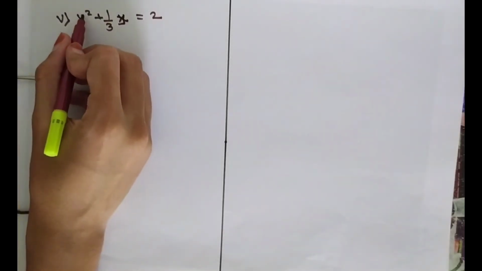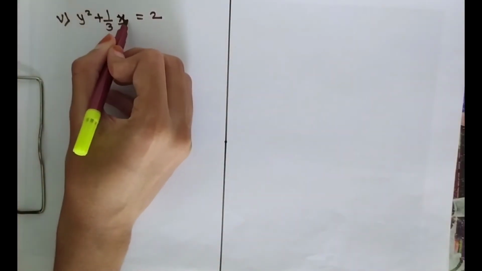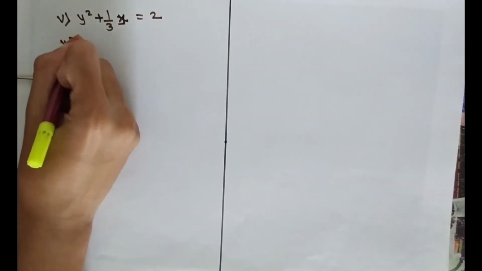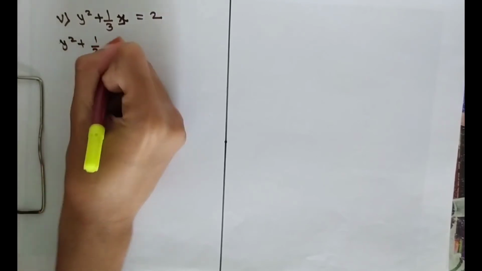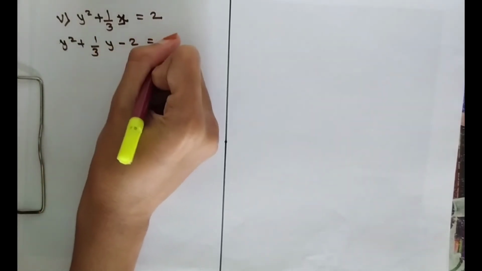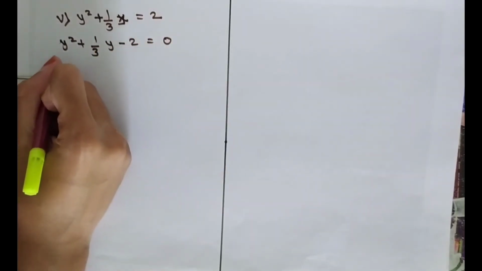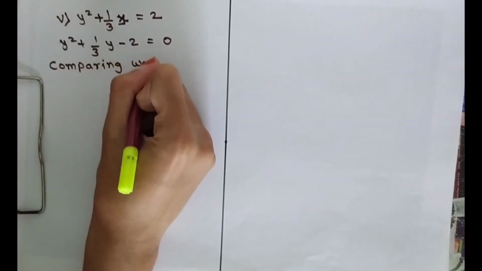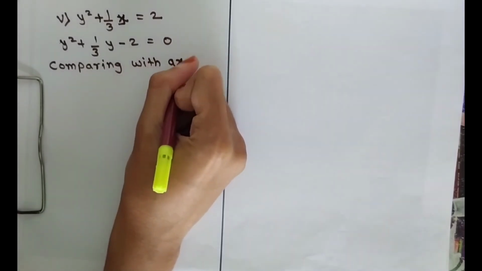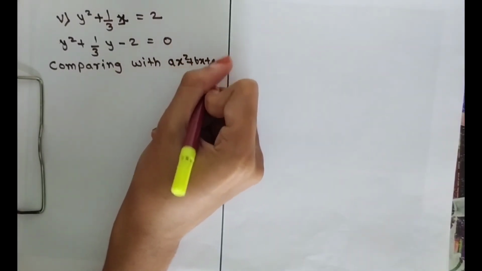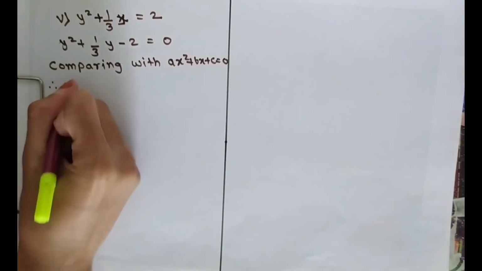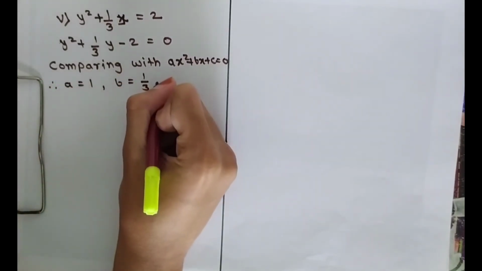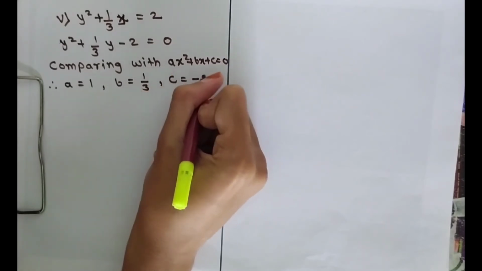Question number 5 is y square plus 1 upon 3y is equal to 2. Now first, y square plus 1 upon 3y minus 2 is equal to 0. Now comparing with ax square plus bx plus c is equal to 0, therefore a is equal to 1, b is equal to 1 upon 3 and c is equal to minus 2.